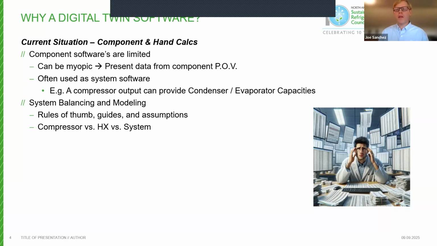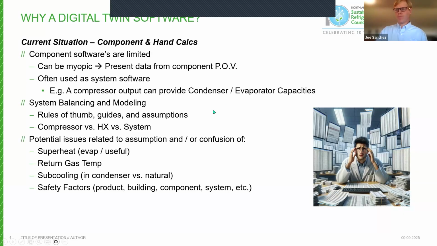Heat exchangers are more complicated. There are two sides to them, multiple temperatures, and sometimes they interact with each other, so there's a built-in iterative requirement. And of course, when you put these together in a system, it can lead to a lot of iterations and a lot of challenges. Doing this by hand and in spreadsheets is really challenging. This leads to potential issues, usually with assumptions or just confusion, because we're not really sure where the superheat went. Was it in the evaporator or in the piping? Subcooling, same thing. Is it in the condenser or after?